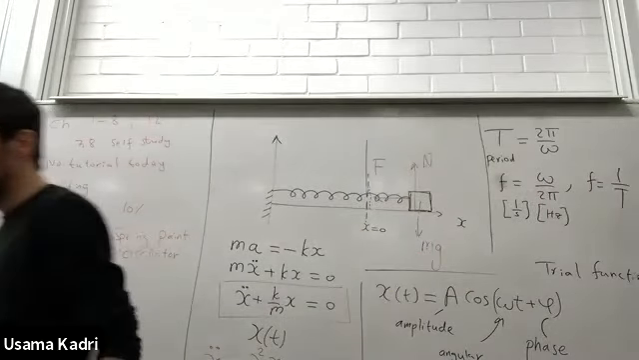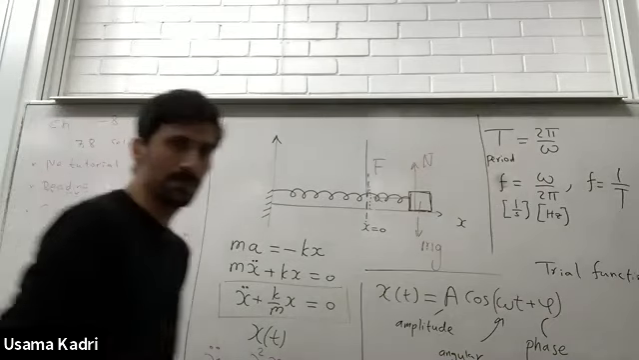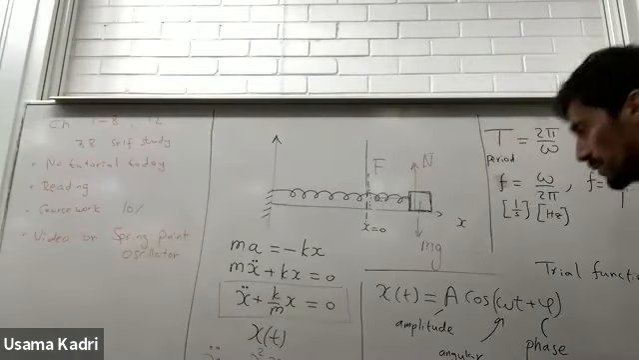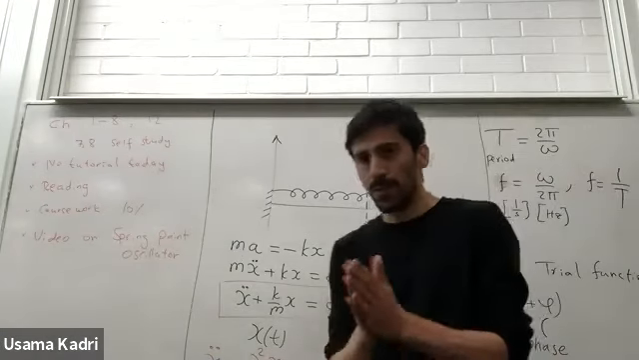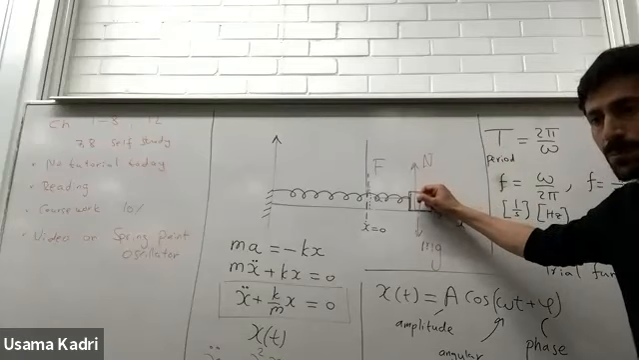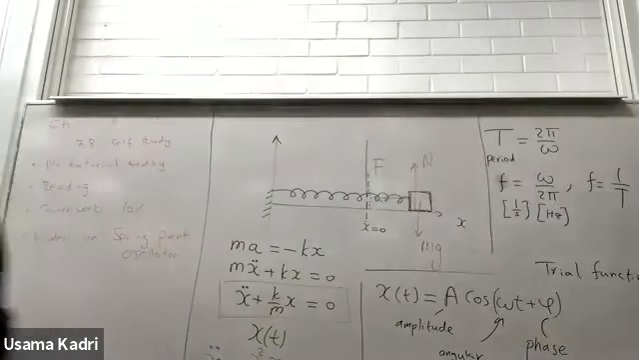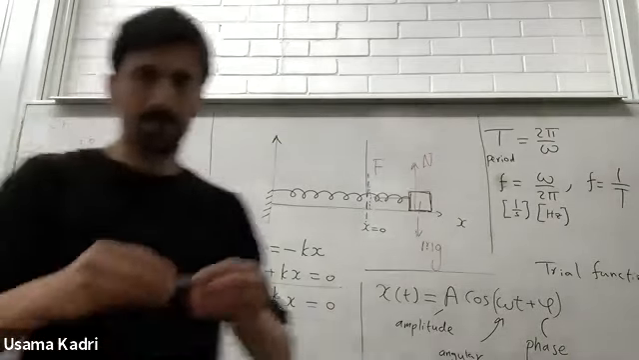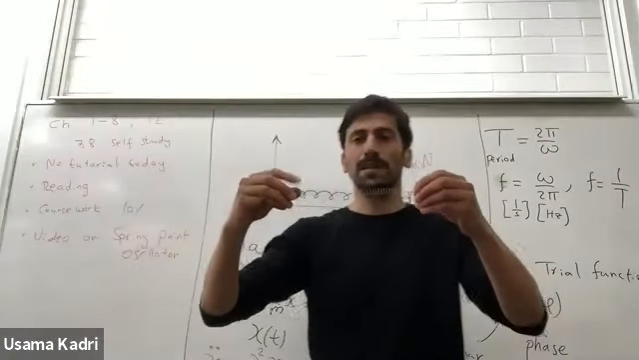Why is that? Why is it that the period is independent of the amplitude? Now think of it this way: when I just hold the spring at that point, right? I have a spring, and I just hold it at that point. There is a force at that point, right?